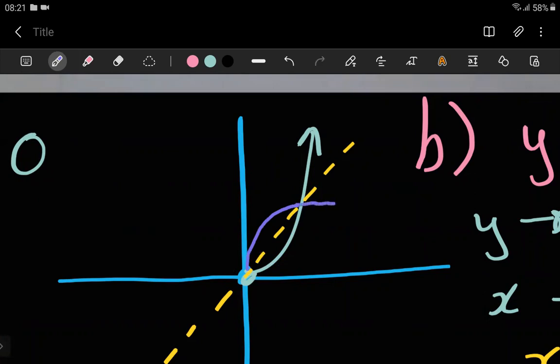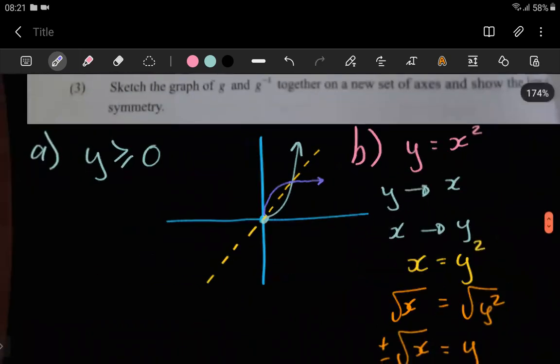And then that will guide us to draw the rest. So now you can see that your y values are always positive. We are not dealing with the one down there, we're dealing with the one up there.